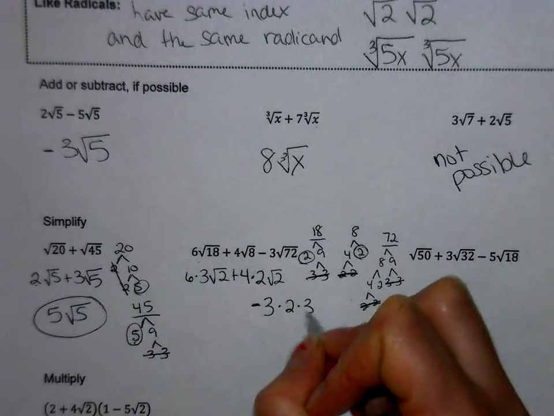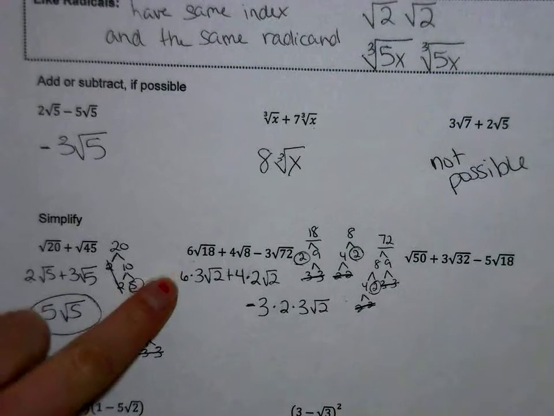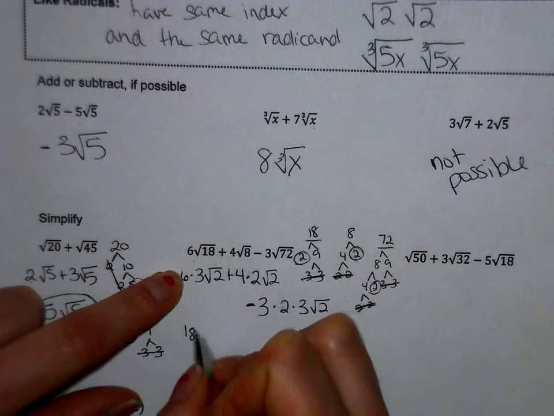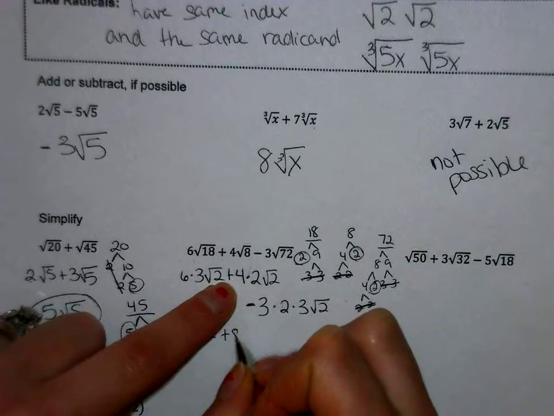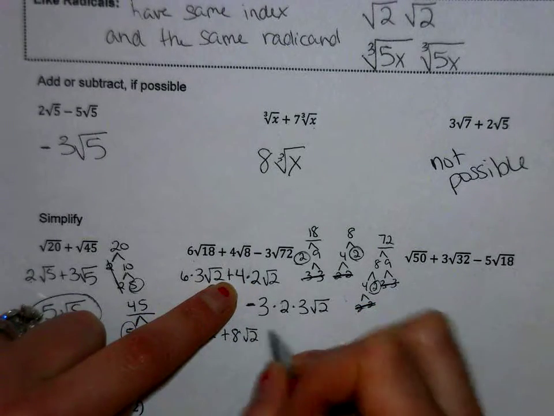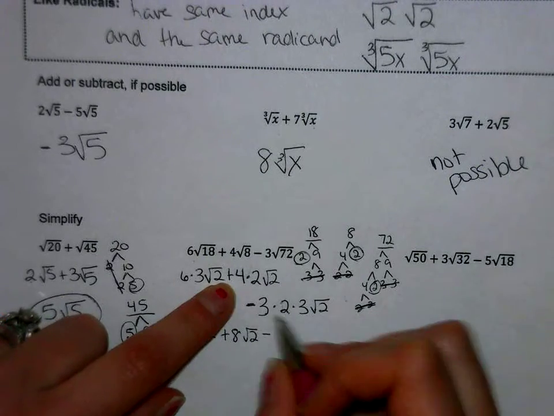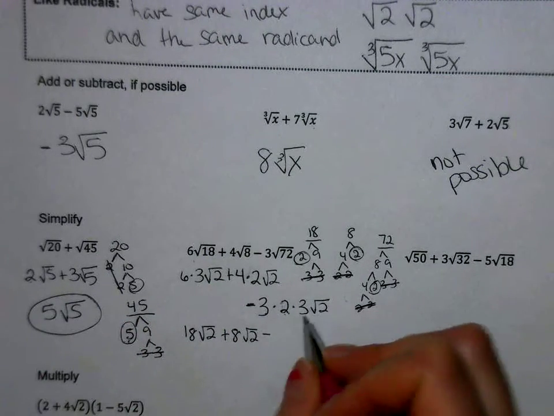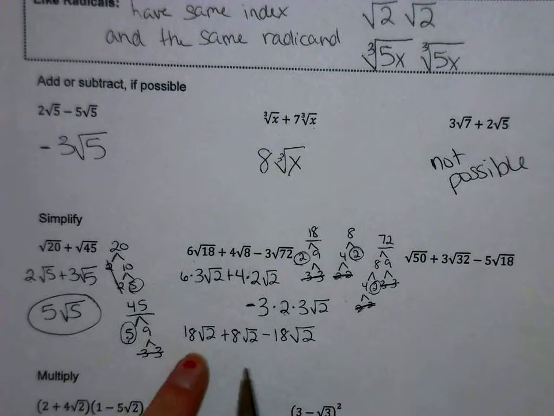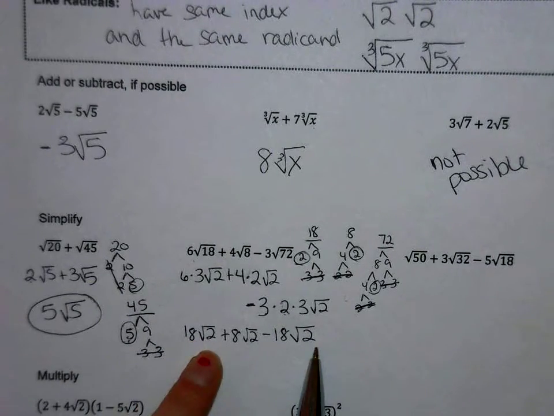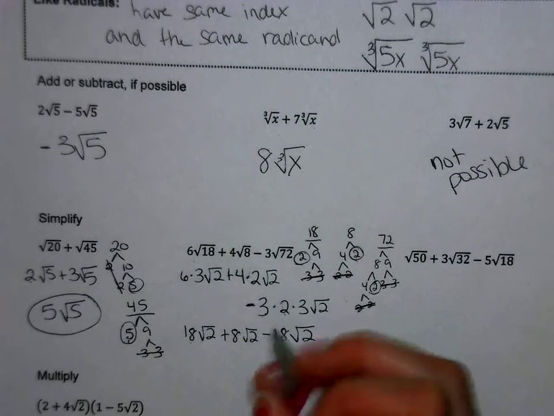So if we simplify this, we know 6 times 3 is 18 square root of 2, plus 4 times 2, which is 8 square root of 2, minus 3 times 2 times 3. Well, 3 times 2 is 6, times 3 is 18 square root of 2. So now we have like radicals in all 3 of them, so we can combine them. So 18 plus 8 minus 18 is going to become 8 with the square root of 2.